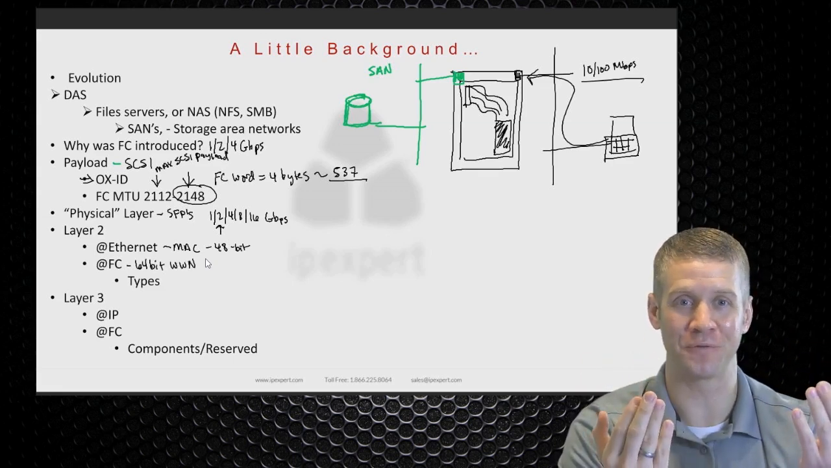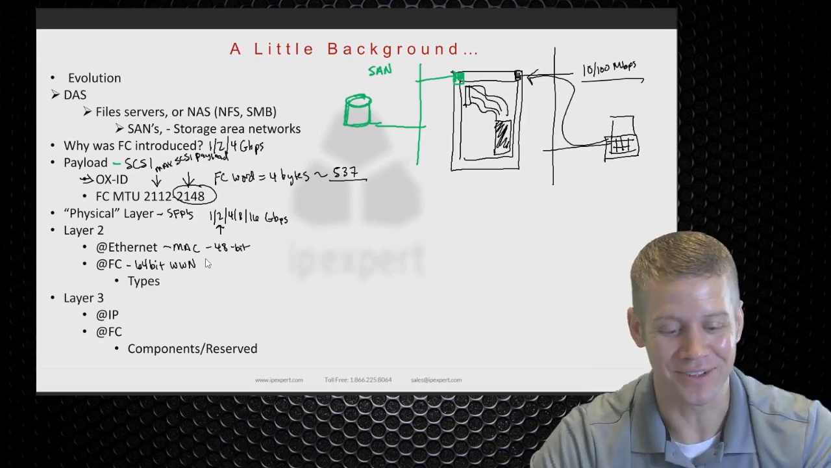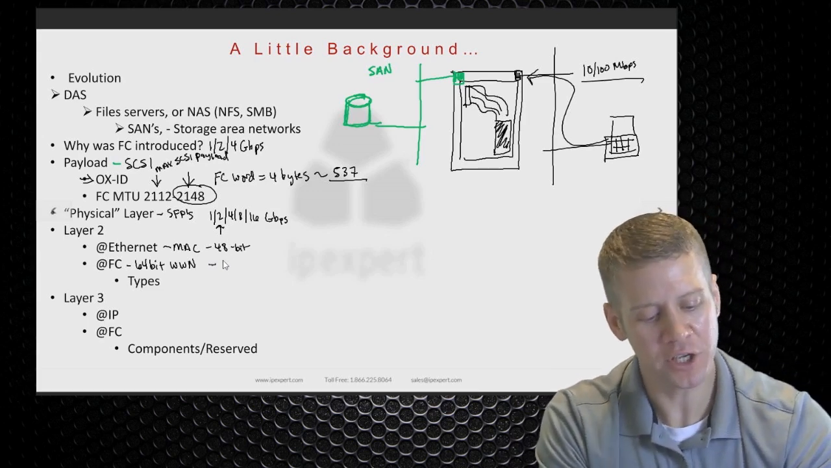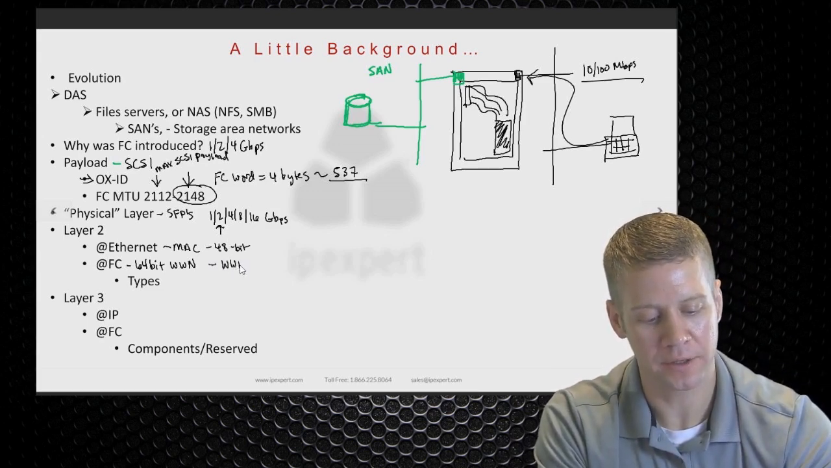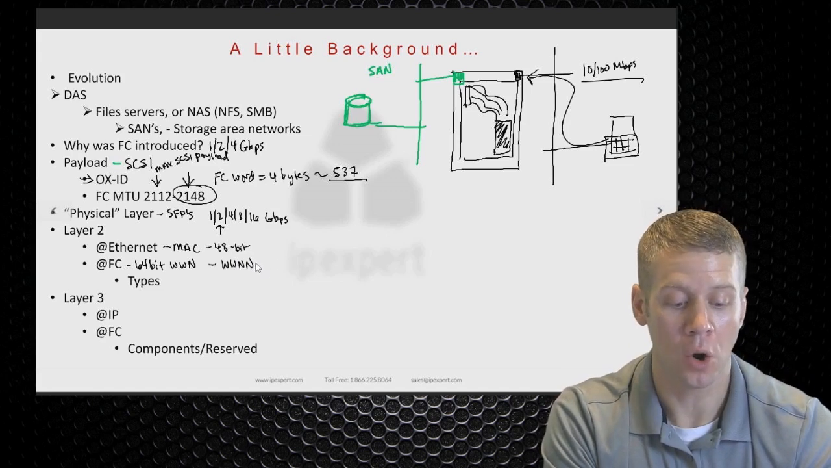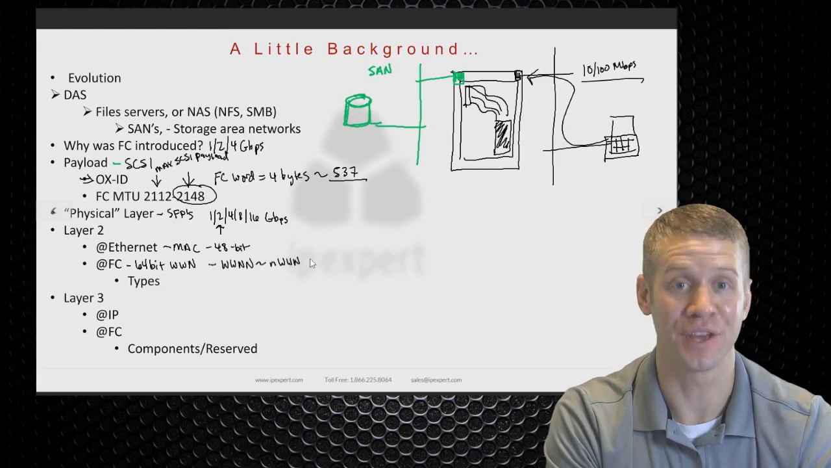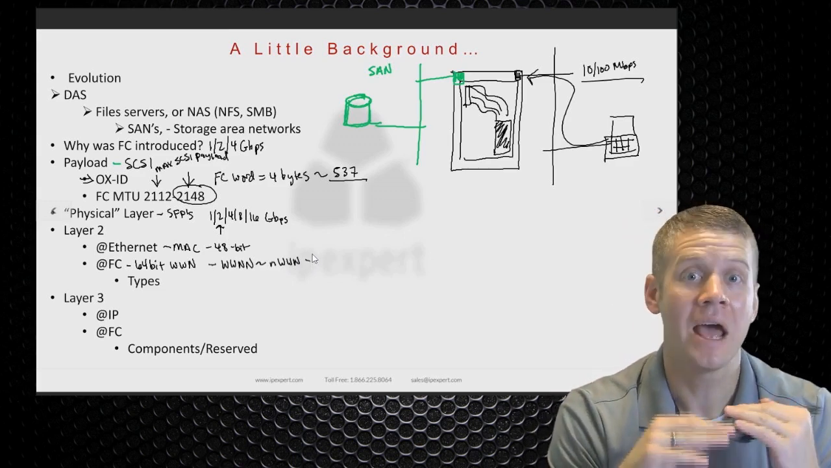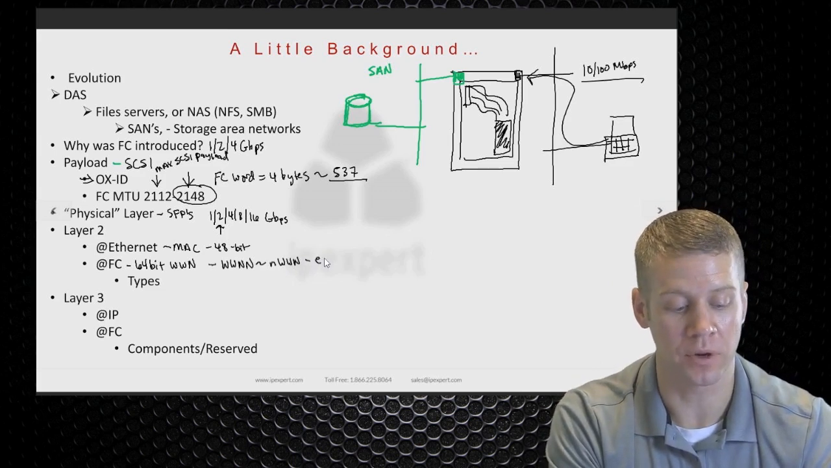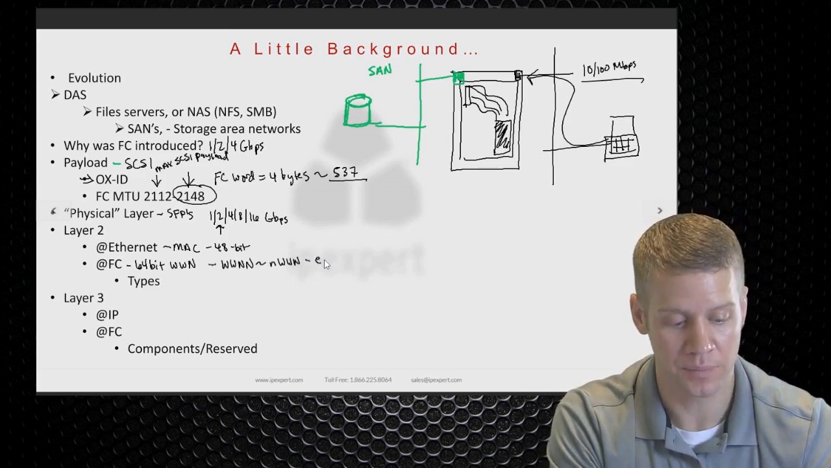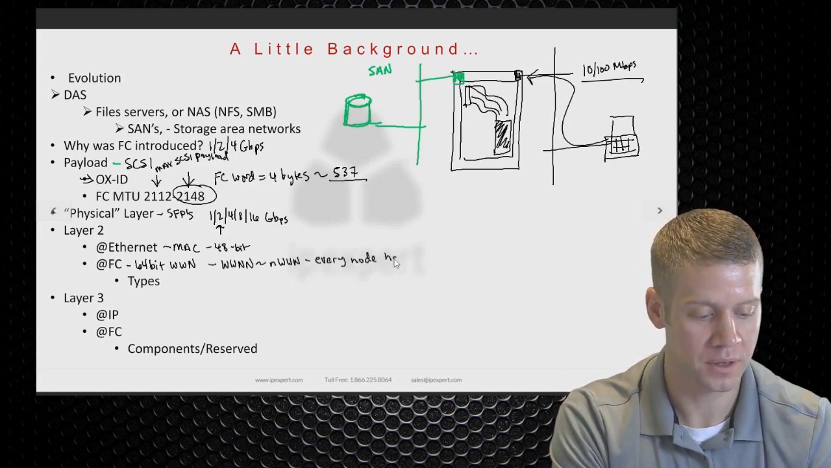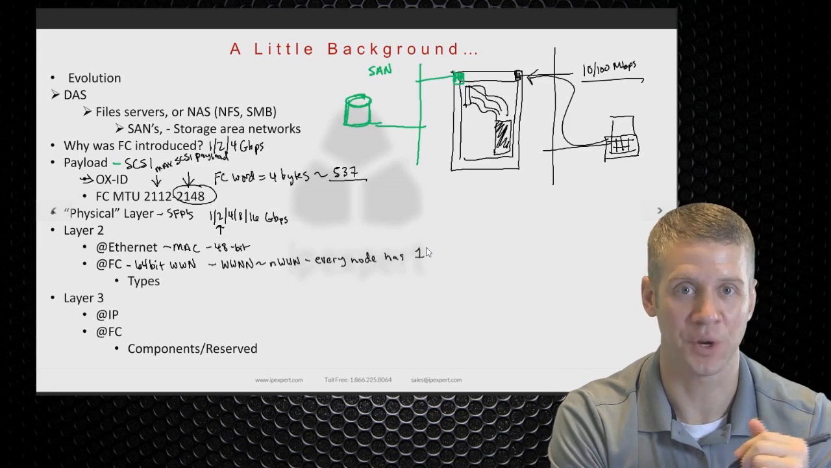I want you guys to be familiar with four, okay? I'm not asking much, all right? So let's dive into these. The first one we're going to talk about is called the worldwide node name, or we can call it the node worldwide name. Thank you, Cisco. Those are synonymous with each other. Every node on a Fibre Channel network is going to have one of these names. Every node has one.